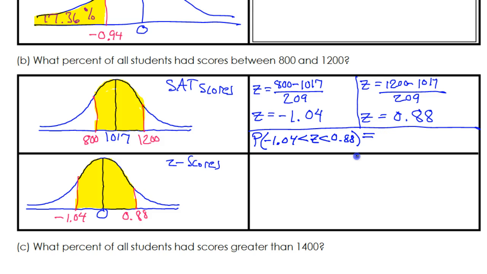Okay, that's how you do it. Now the way you actually calculate it is we're going to find these percentages on the chart and we will always subtract. So when you're doing between, you're always going to subtract the big minus the small. So we're going to start with the 0.88. Okay, and again, start with the 0.8 part.